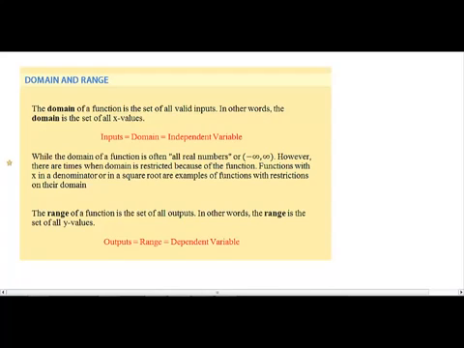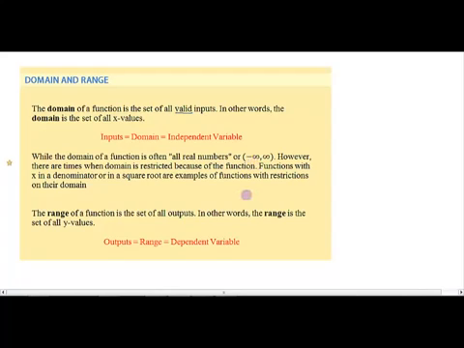Now the domain of a function is the set of all valid inputs. In other words, the domain is the set of all x values. So the set of our inputs is the same as the domain. In science classes, they usually will call this an independent variable. Now you notice that I've underscored the word valid. So not all inputs are going to be valid for a function. Often it's going to be all real numbers, or in interval notation, negative infinity to infinity.